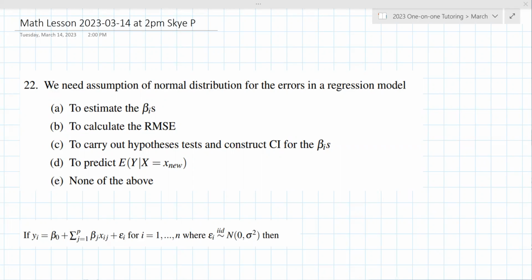Residuals. So it only applies to the residuals. That's right. That's what it's saying here. That's the errors. The errors are the residuals.